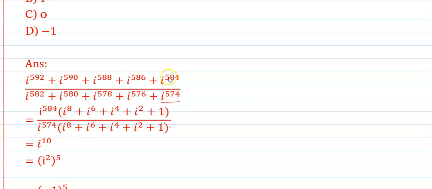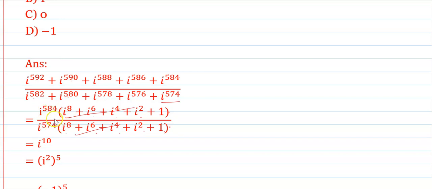If I take i raised to 584 common, then from this 592 minus 584, you will get i raised to 8. Here we get i raised to 6, here i raised to 4, i square, and last is 1. Okay. From the denominator, we are taking the common i raised to 574. Then what remains first? i raised to 8, i raised to 6, i raised to 4, i square, and last is 1. Now here the numerator and denominator have the same terms that we can cancel. That is, you will get i raised to 584 upon i raised to 574.